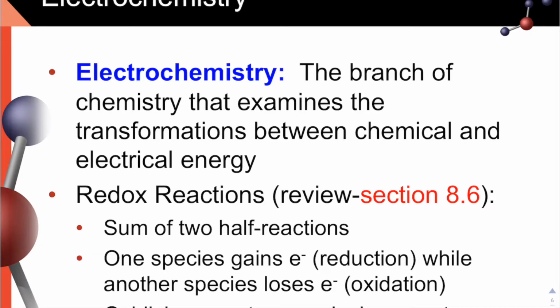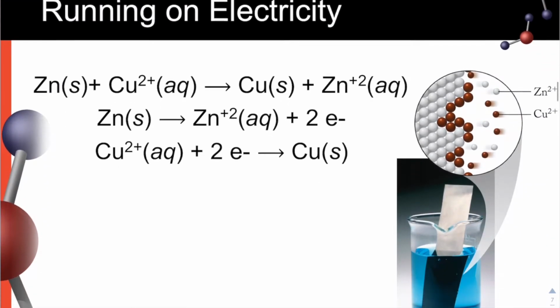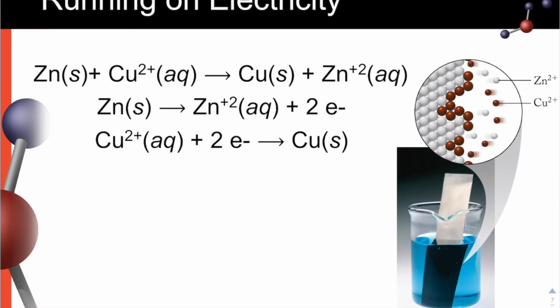Okay, let's look at running on electricity now. In this case, we just have a piece of iron and it's dumped in a bath of copper ions. And that has to be some sort of copper compound, obviously. It's probably copper sulfate based on the color. But the sulfate ion is a spectator, we don't really care about that. It could have been copper chloride.